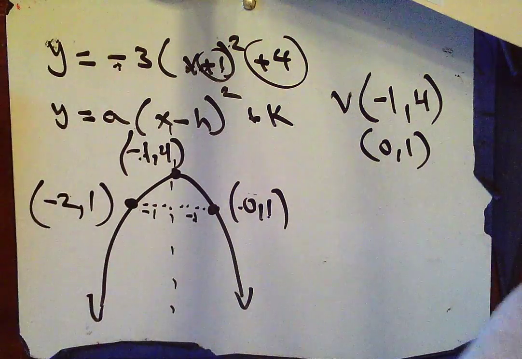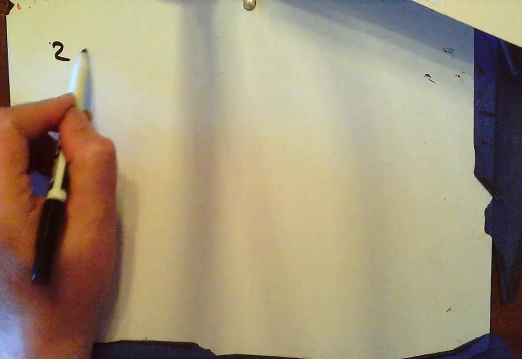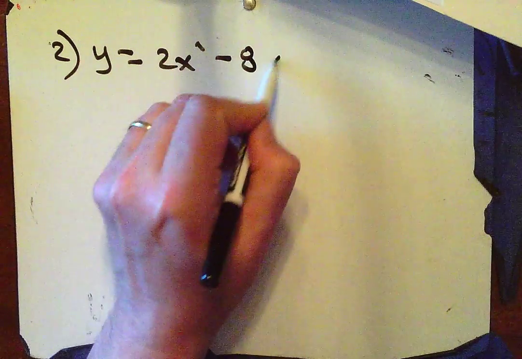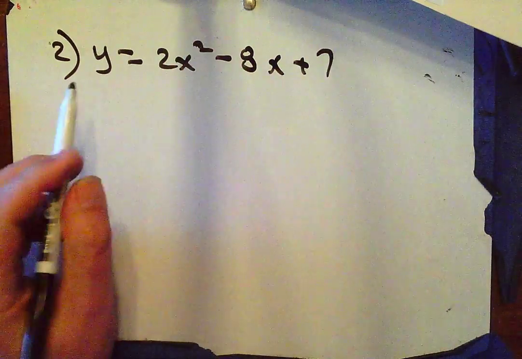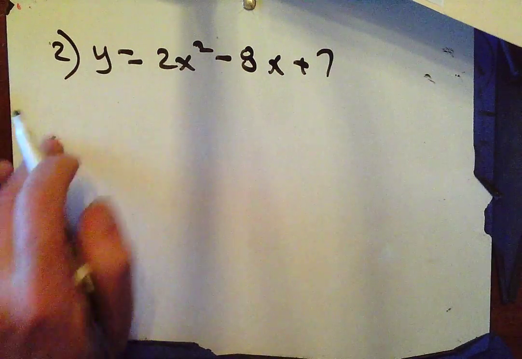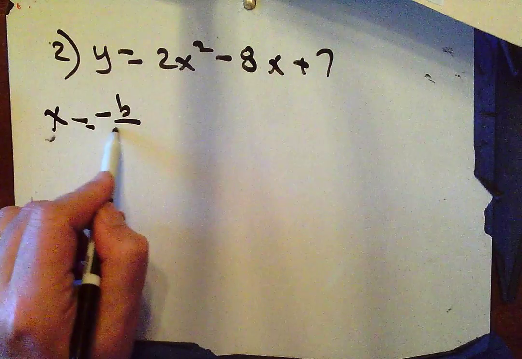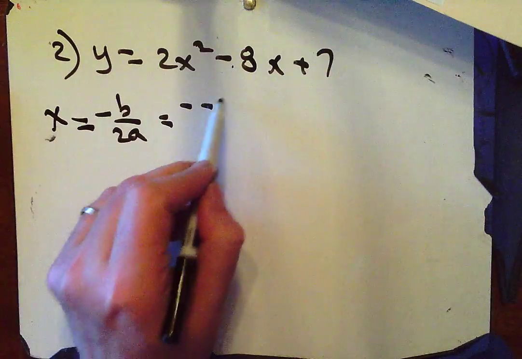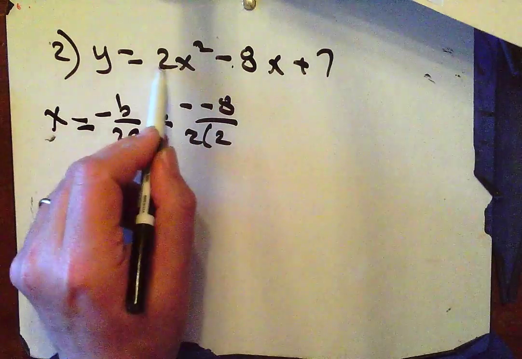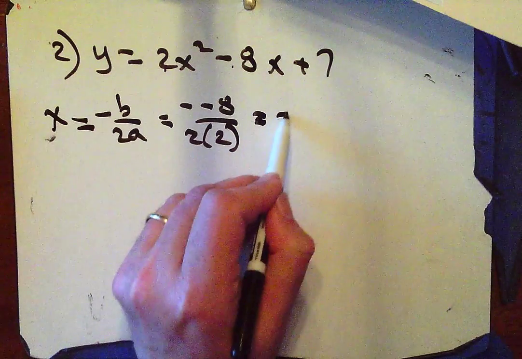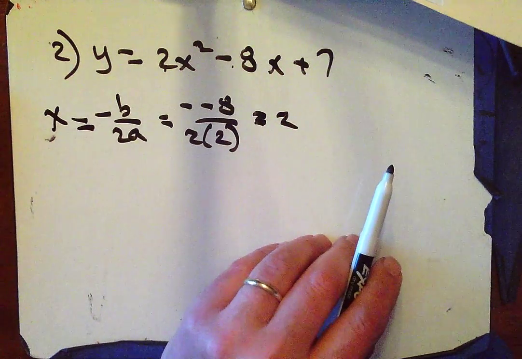Okay, here's the first one, vertex form. Second one is general form. y equals 2x squared minus 8x plus 7. And in general form, we said that we would want to use x equals minus b over 2a. And so our b is negative 8, so minus negative 8 over 2 times 2. Our a value is 2. So I get 8 over 4, or 2. So 2 is the x-coordinate of the vertex.